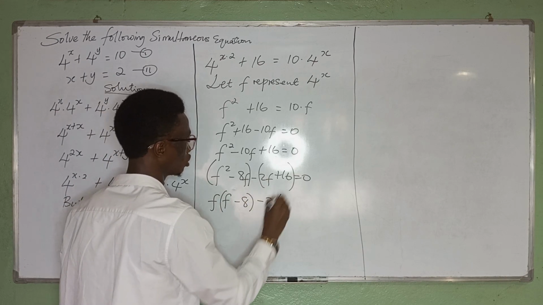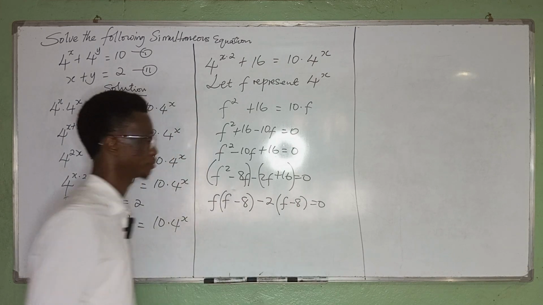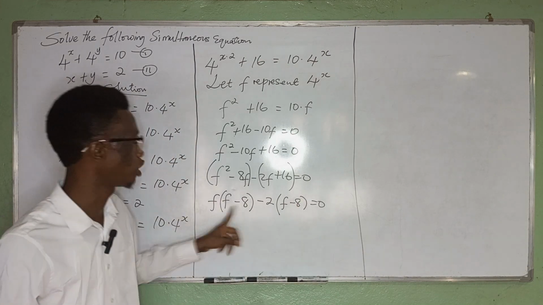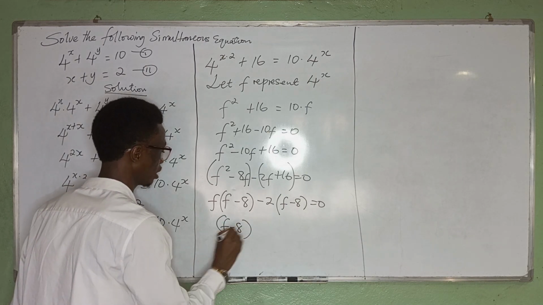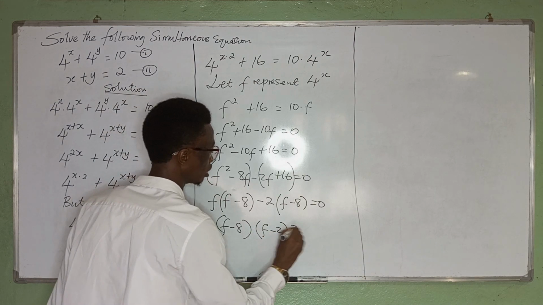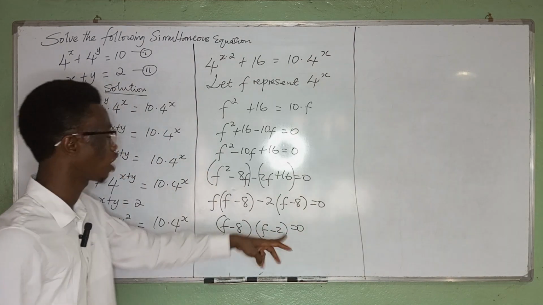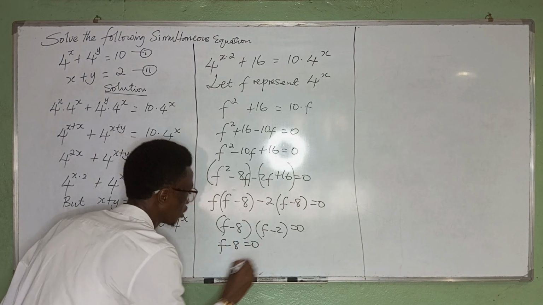What is common in the second group is 2, and what remains is f minus 8 as well, equals 0. What is common here is f minus 8. So if we take f minus 8 outside, what remains is f in the first group and minus 2 in the second, equals 0. So we solve for f. We are going to have f minus 8 equals 0.